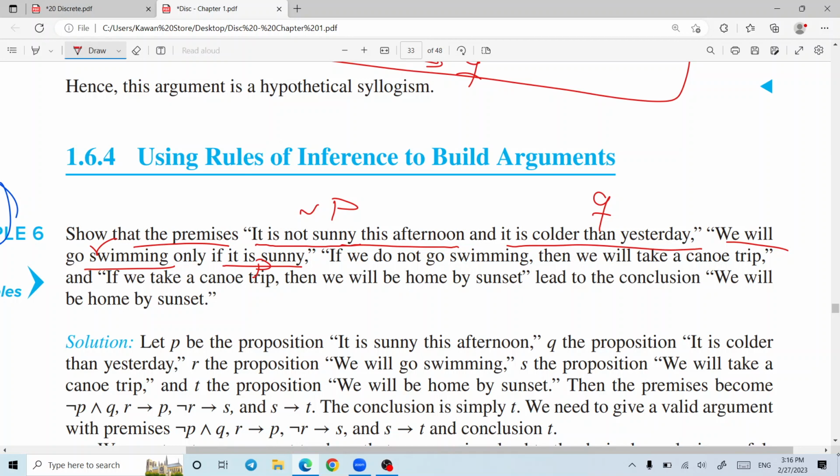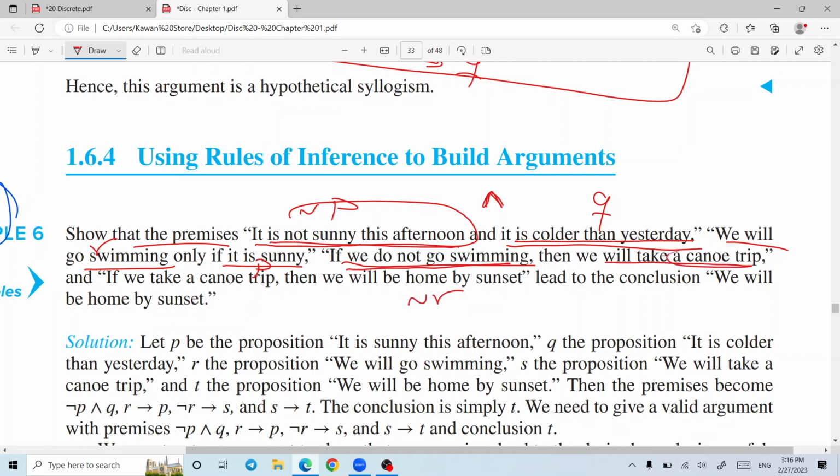What about "it's colder than yesterday"? Sure, I don't know, just read it. It's not sunny today, or P. It's one negation P. And it's colder than yesterday, Q. We are going to swimming, R. We are going shopping, T. You got it? Each sentence gets a variable. It's sunny, P. Yalla. We don't go to swimming. Negation R.